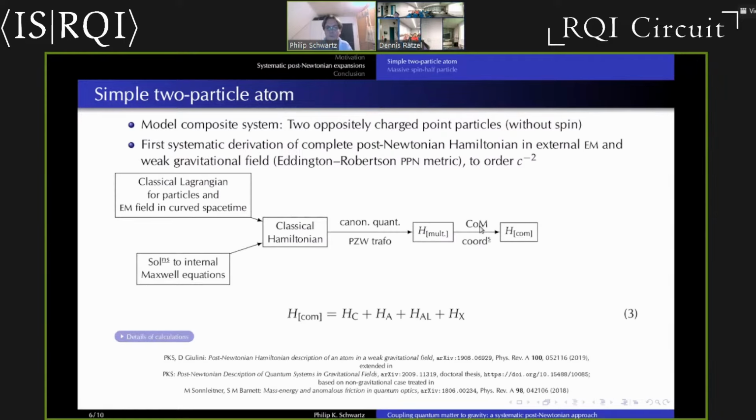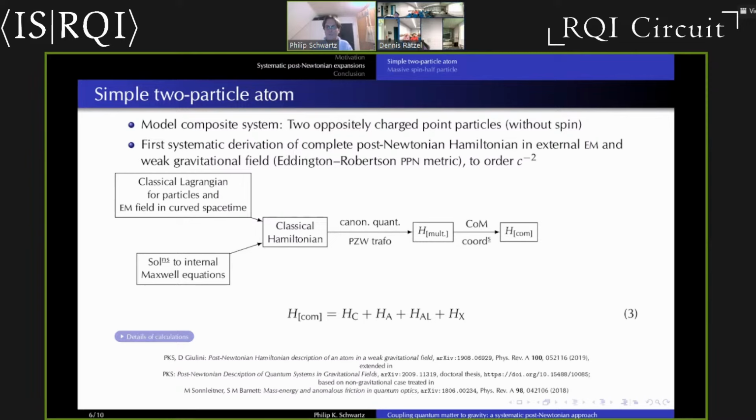So we start from the classical Lagrangian for the 2 point particles in the curved spacetime, and we have an electromagnetic field, and this we decompose into 2 parts. One part is the external electromagnetic field that we prescribe as given. So for example, in atom interferometry, this would be the laser field that we use to kick our atoms. But it's just a general field solving the vacuum Maxwell equations.